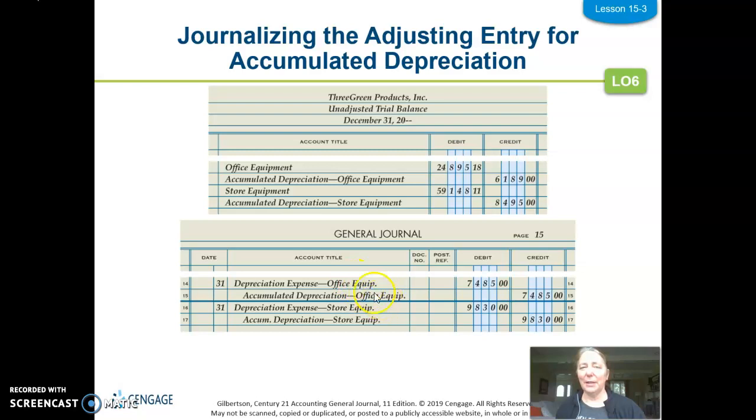And these are the different classes of assets that we have. Store equipment, office equipment. So debit the expense called depreciation expense office equipment, and then credit the contra asset account called accumulated depreciation office equipment. We're going to close this expense account out every year as we do all expenses, but this one, because it's a contra asset, just keeps accumulating the depreciation since we purchased the asset. So that is the journal entry that we are going to make.